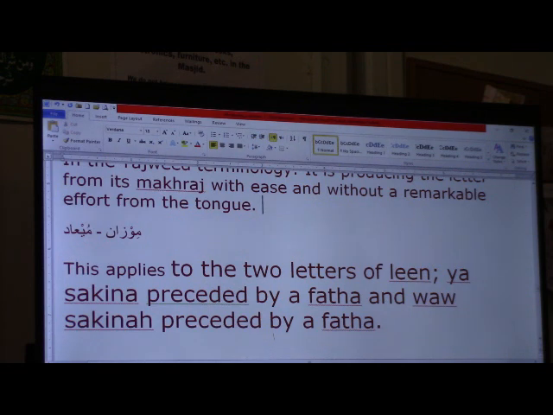How do they sound? Aw. See, is there difficulty in pronouncing this? Aw, ay. There's no difficulty, right? It's easy. Aw, ay. Your tongue is not touching anywhere. You see why we're saying that without any remarkable effort from the tongue. Aw, ay, right? Khawf, bayt. Is it easy or no? That's why they called it lean letters.